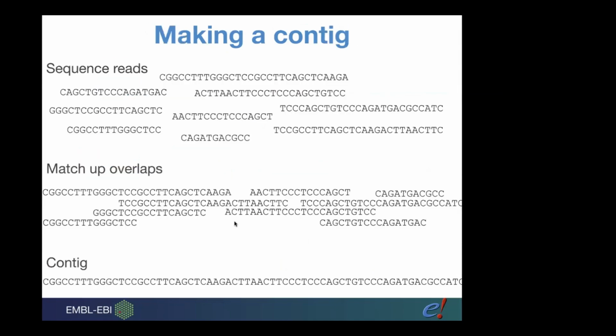So sequencing creates these so-called sequencing reads of varying lengths. And then depending on the technology, but in all cases, there is shortening of the genome, which is then matched up using overlaps to create this continuous sequence called a contig.